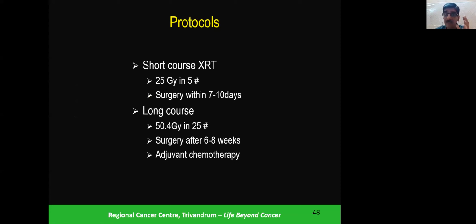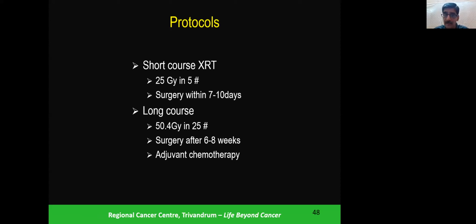Long course RT, 50.4 gray, 25 fractions. 25 fractions means 6 weeks. So after that, you wait for 6 to 8 weeks for the impact of radiation to act, and then you operate after 6 to 8 weeks. So the entire treatment is a bit prolonged. And then all these patients receiving long course radiation and then undergoing surgery will then have adjuvant chemotherapy also.